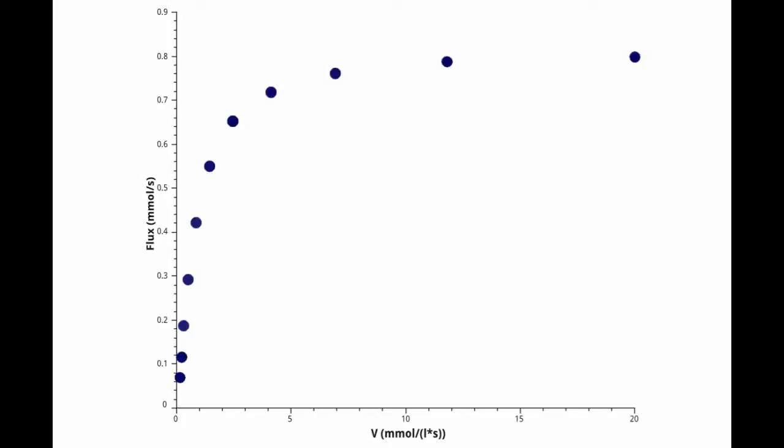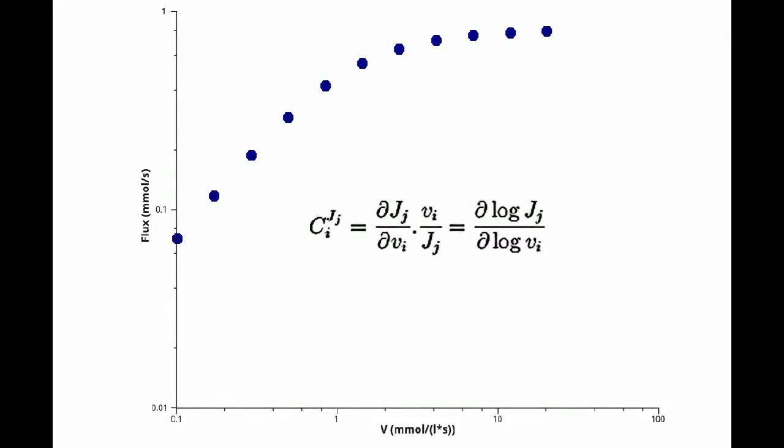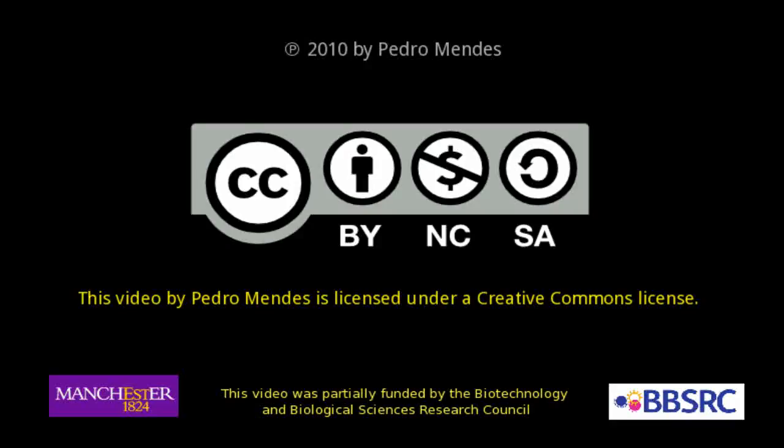The slope of the tangent at each Vmax value tells us the effect that reaction has on the overall flux. A smaller slope means a smaller effect, a larger slope means a larger effect. If we now carry out the analysis on a double logarithmic plot, we arrive at the definition of a flux control coefficient, which is equivalent to the slope of this dependency of the logarithm of flux with the logarithm of the Vmax. And this was an introduction to the control of flux.